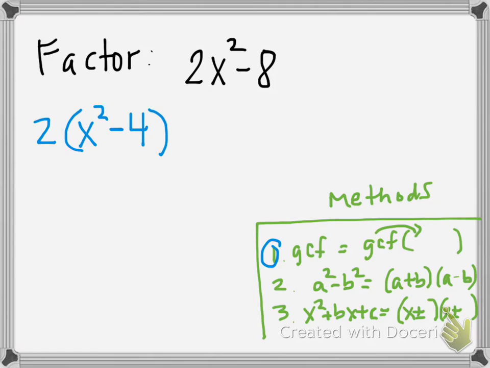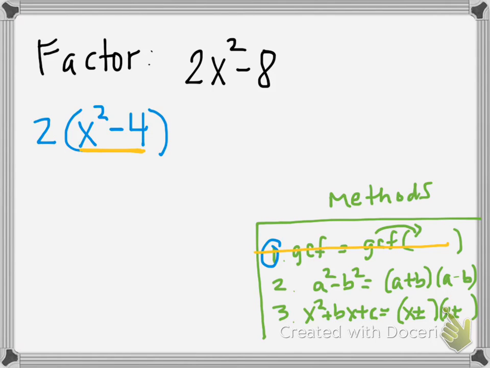So from there, if you ever notice that what's left in the parentheses can still be factored by another method, you must continue factoring. So I'm left with x squared minus 4. So I'm definitely done with the GCF. Going to method number 2, difference of squares.